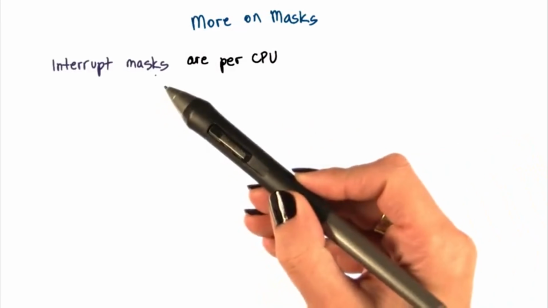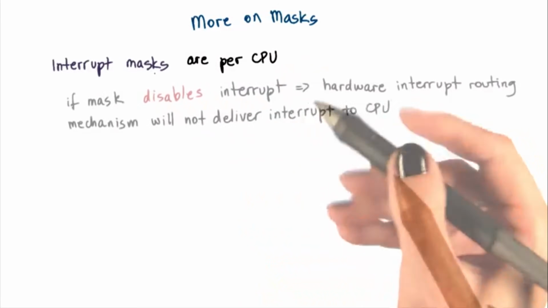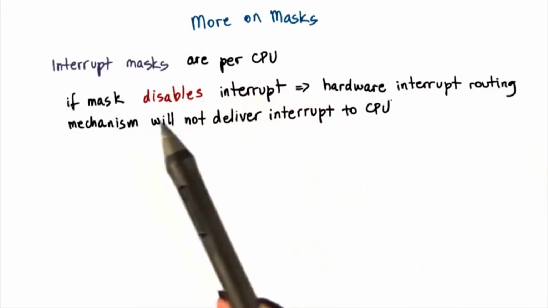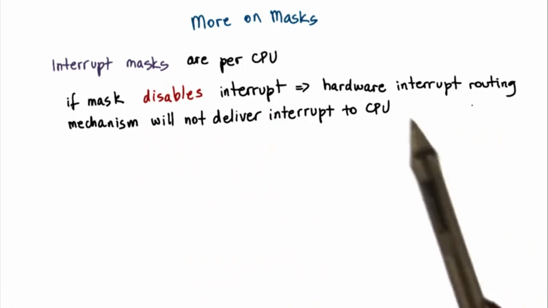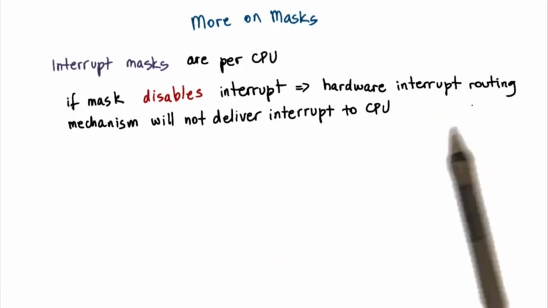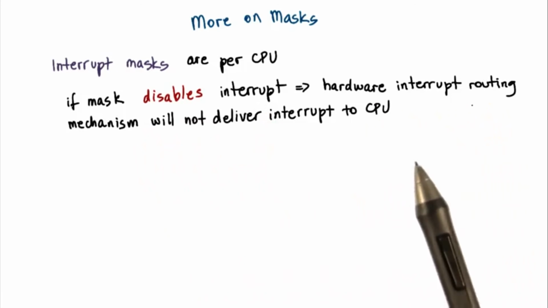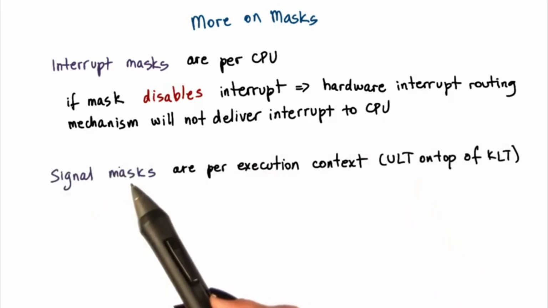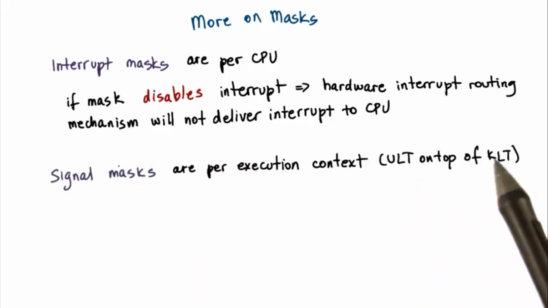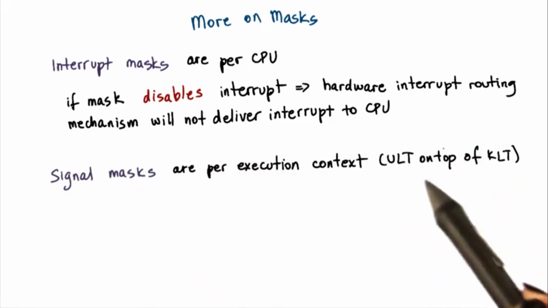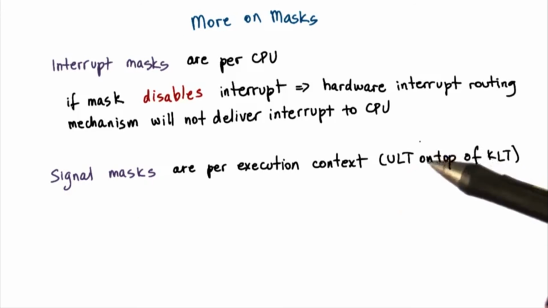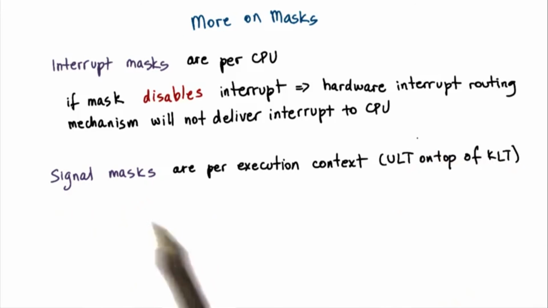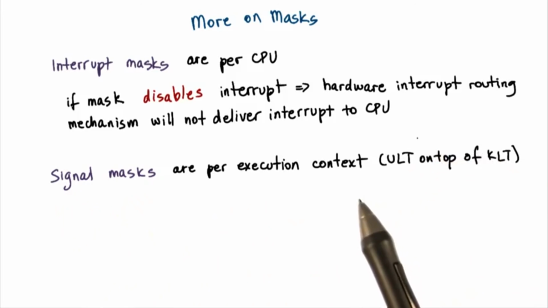Interrupt masks are maintained on a per-CPU basis. What this means is that if the interrupt mask disables a particular interrupt, the hardware support for routing interrupts will just not deliver that interrupt to the CPU. The signal mask, however, depends on what exactly the user-level process, for instance the user-level thread, is doing at a particular moment. So we say that the signal masks are per execution context.